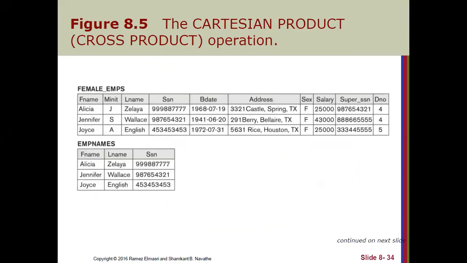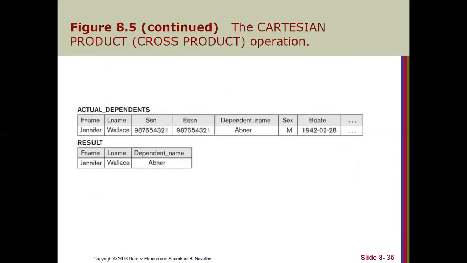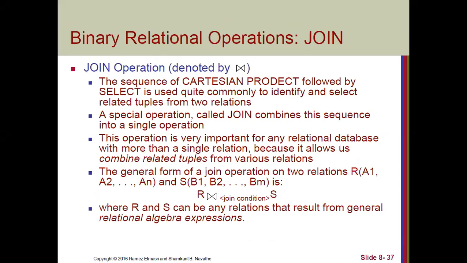Here you can see the results of the female employees and the employee names, and you can see the cross product of employees and dependents. Here you can see all combinations of the employee with their dependents. So some are okay, but the others are generated without any meaning. So that is why normally we avoid this. For that purpose, we use the join operator.